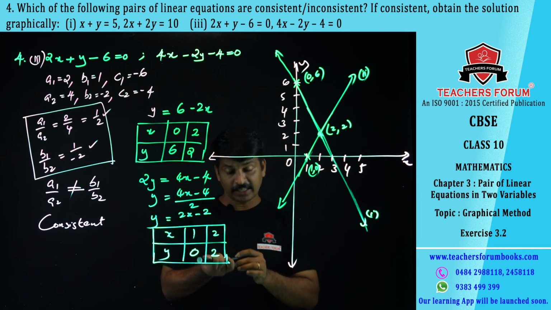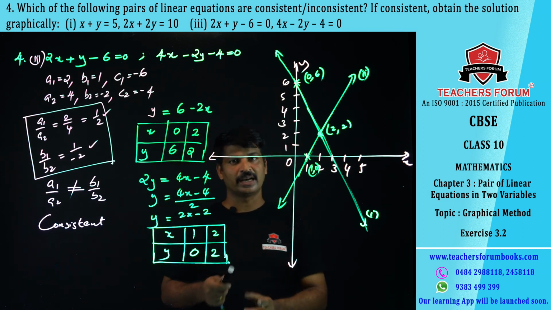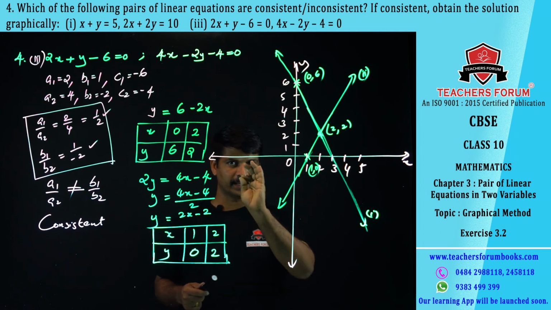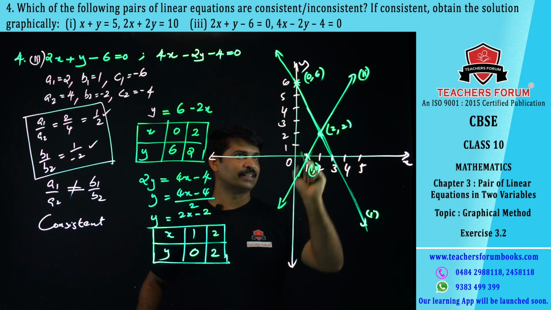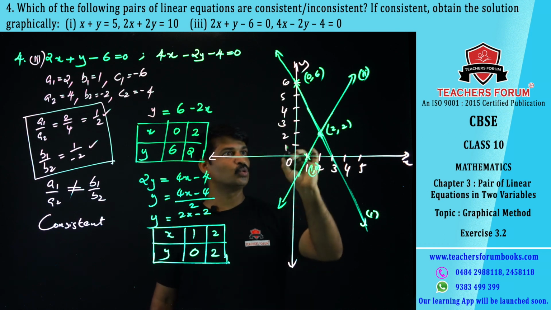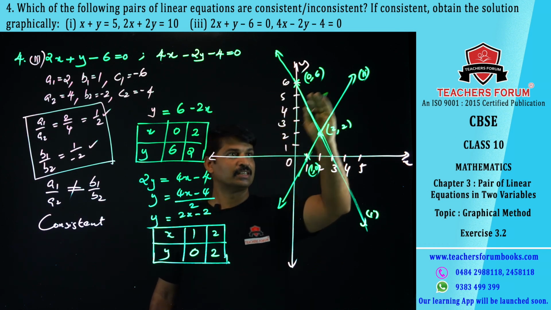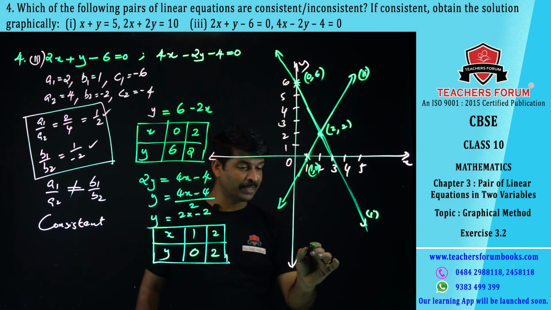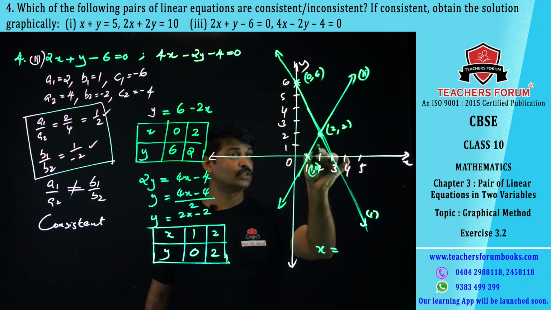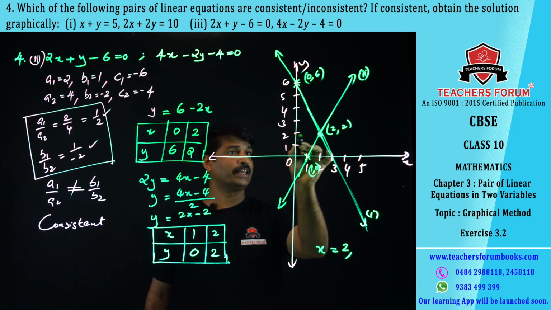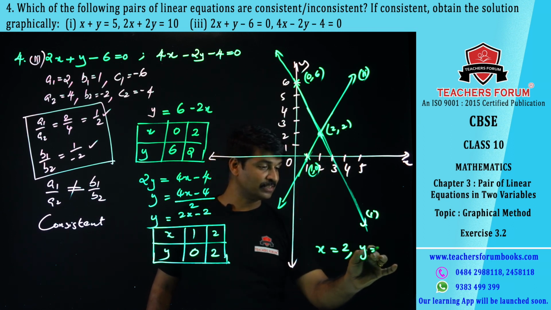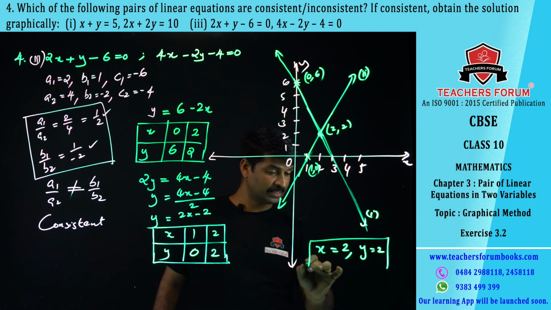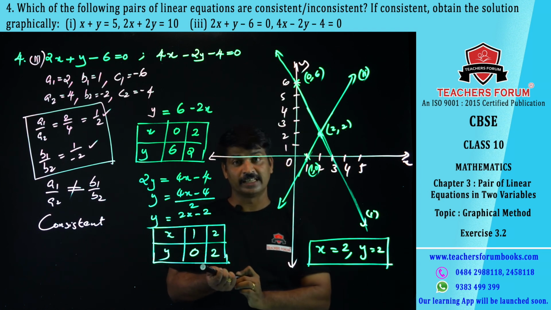Now you see these two lines meet at exactly one point. What is that point? That point is (2, 2). So the solution of these equations is (2, 2). That means if you solve these two equations, you will get the value of x as 2 and y also as 2. So this is the solution of this pair of linear equations.